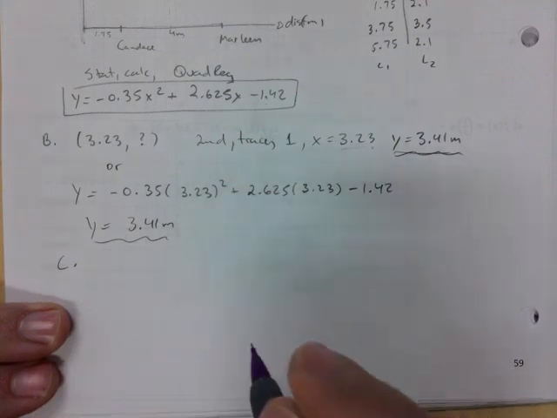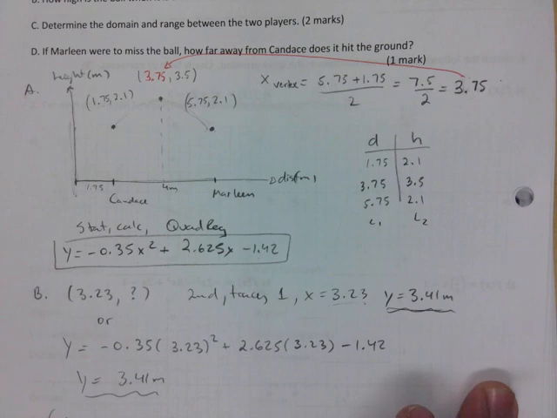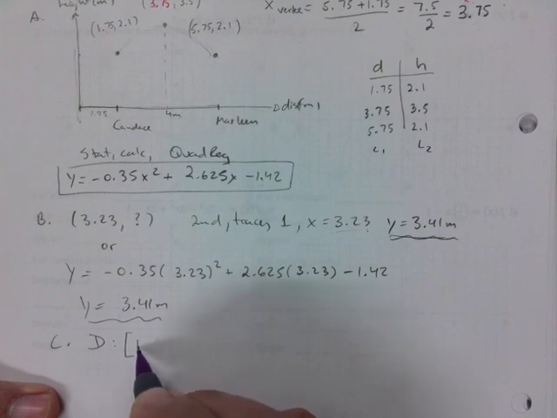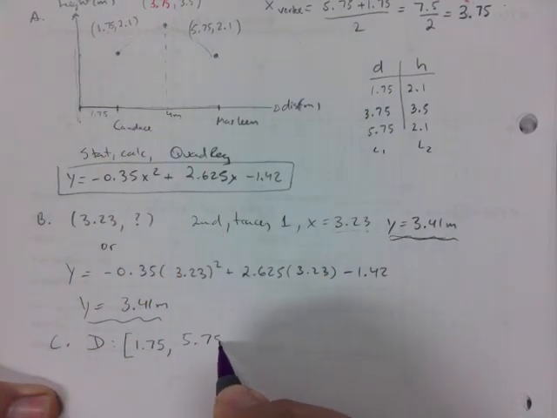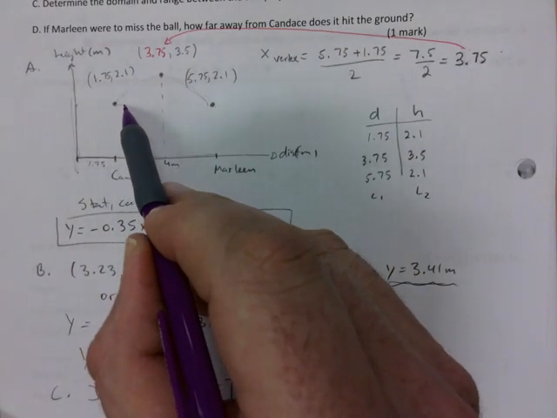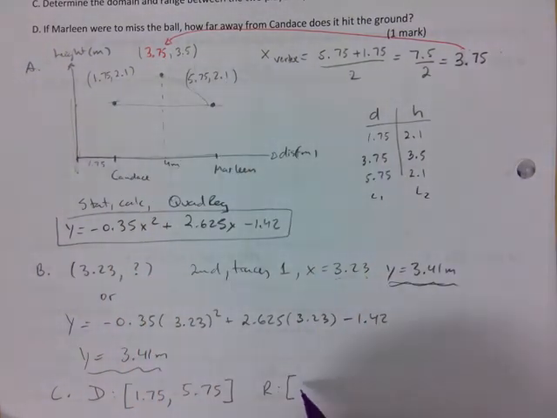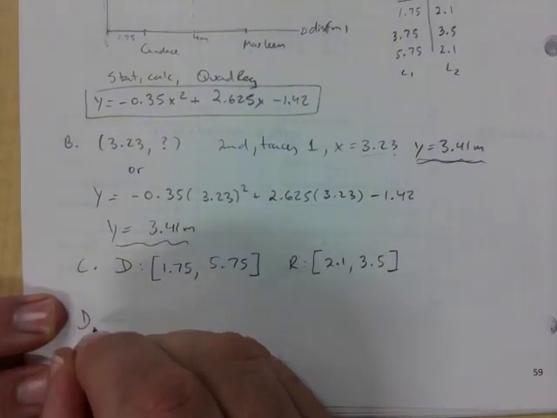I'm going to come up with a domain and range because that's what C is asking us for. Determine the domain and range between the two players. So we know that horizontally it is 1.75 to 5.75. And our range is basically the height. 2.1 is the lowest and 3.5 is the highest. So 2.1 to 3.5. In this case, we don't need to do any extra work. We just read it off of our graph that we created.